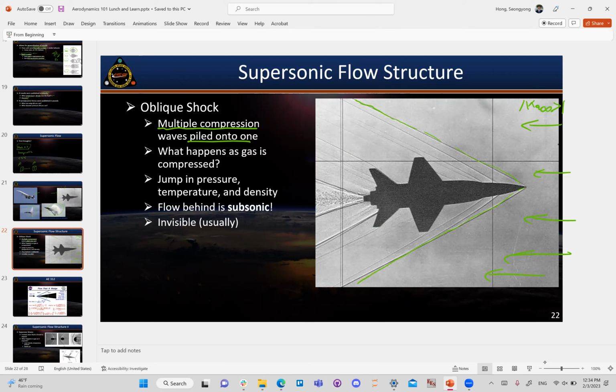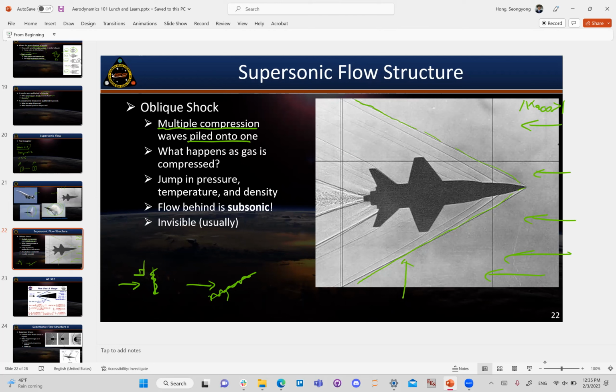And there are two types. One is called a normal shock, where the shock is perpendicular, 90 degrees to the flow. And this type of shock you see is called an oblique shock, where the shock wave is slanted against the flow. So oblique shock waves are multiple compression waves compounded into a really thin, discrete layer.